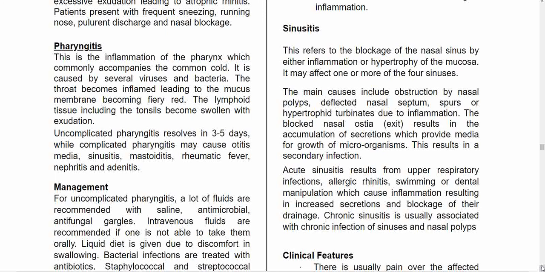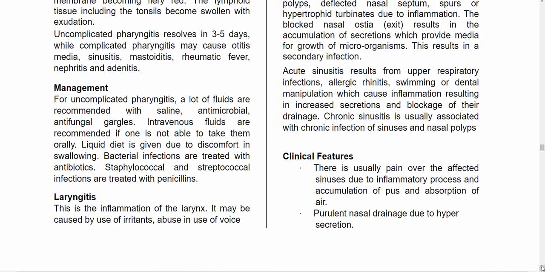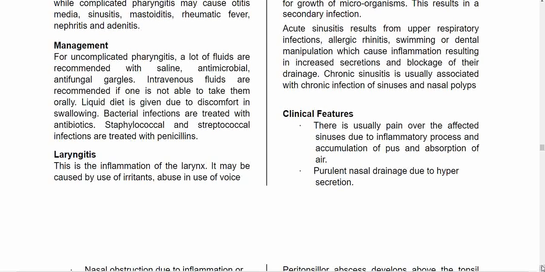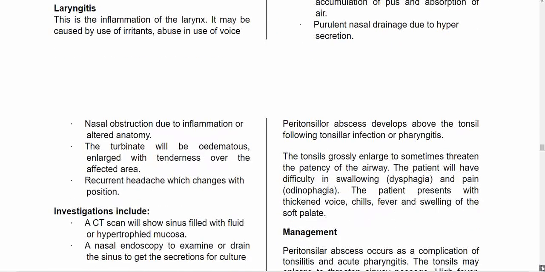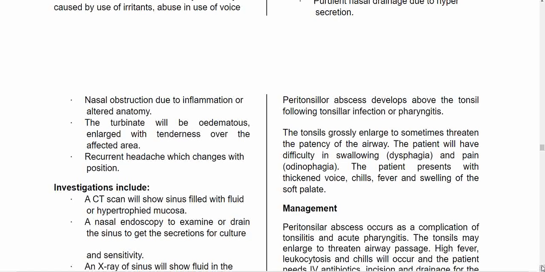Acute sinusitis results from upper respiratory infection, allergic rhinitis, swimming or dental manipulation, which causes inflammation resulting in increased secretion and blocked drainage. Chronic sinusitis is usually associated with chronic infection of the sinus and nasal polyps. Clinical features: there is usually pain over the affected sinus due to the inflammatory process, accumulation of pus and absorption of air. Profuse nasal drainage due to hypersecretion as well. Nasal obstruction due to inflammation or altered anatomy can also occur. The turbinate will be edematous and enlarged, with tenderness over the affected area, and recurrent headache which changes with position.